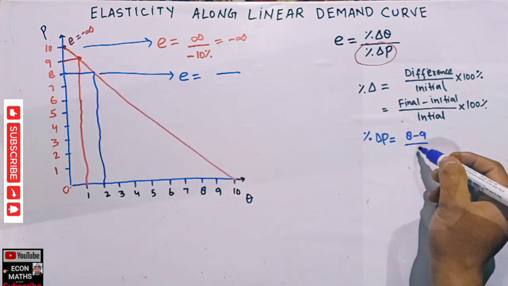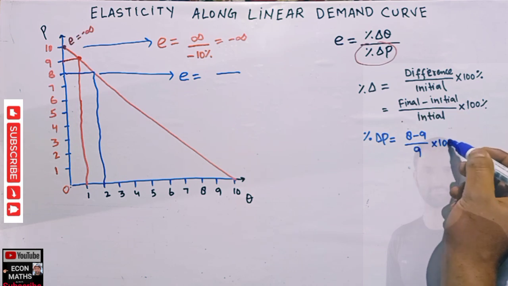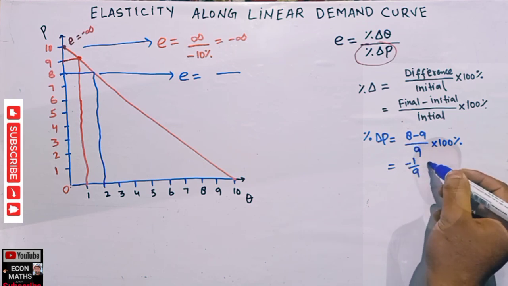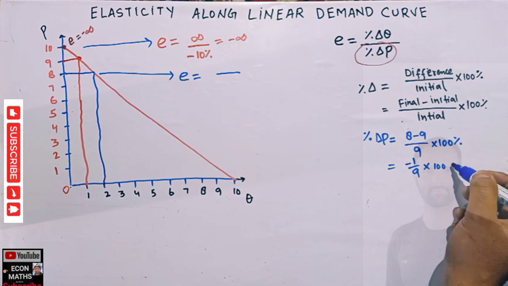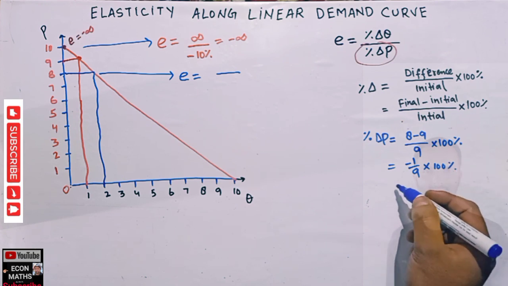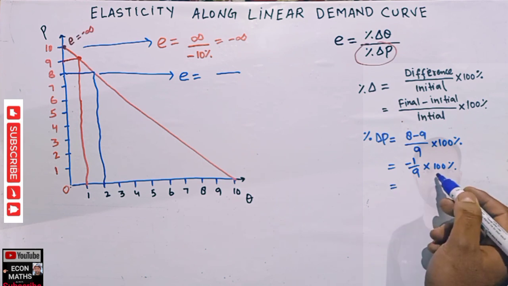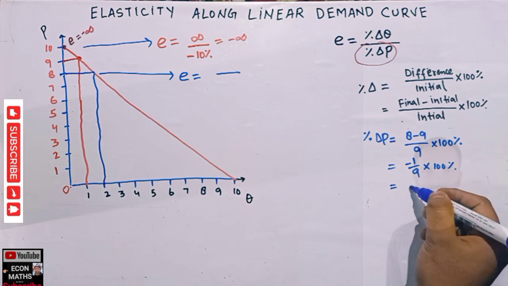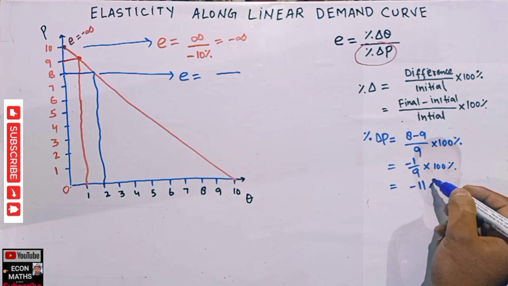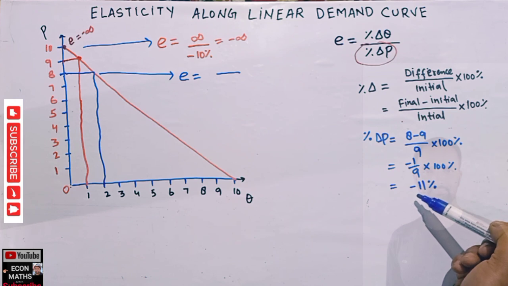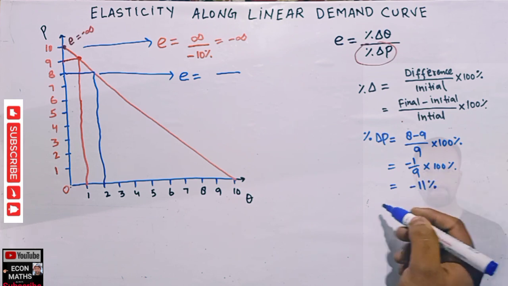upon initial. Initially we were at this 9. To this we multiply 100%. What will we get here? 8 minus 9 comes out to be minus 1 upon 9 into 100%. So we will get a number, something like minus 11 point something percent. Therefore if price decreases by 11%, what is the change in quantity?